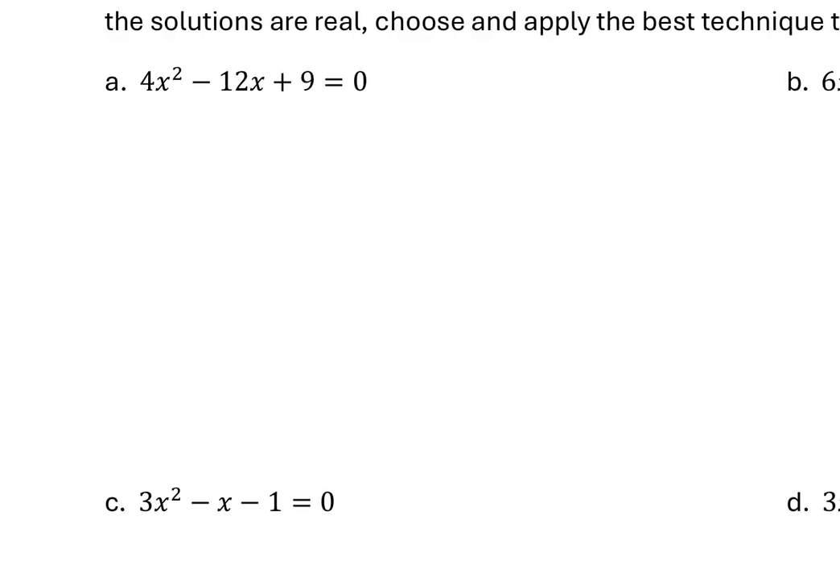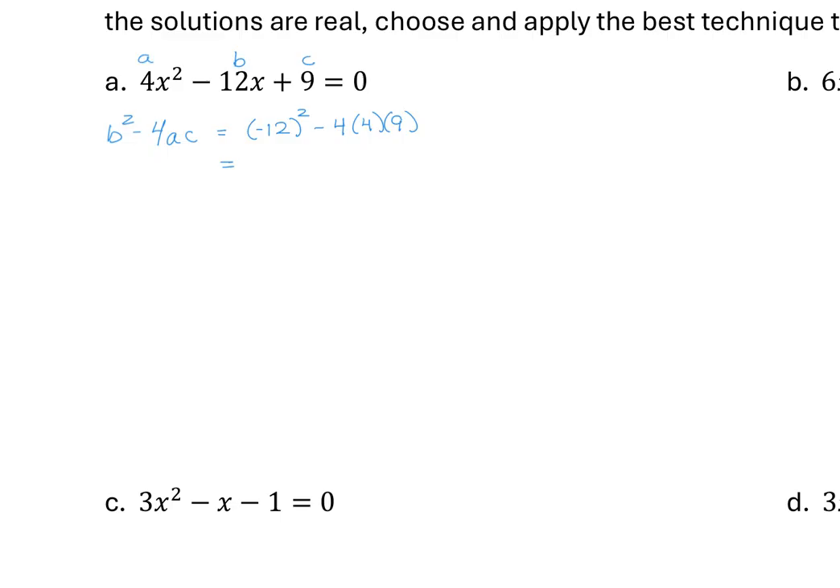Okay, we want to figure out b squared minus 4ac. And so just like when we do quadratic formula, we're going to plug in our coefficients. We get negative 12 squared minus 4 times 4 times 9.